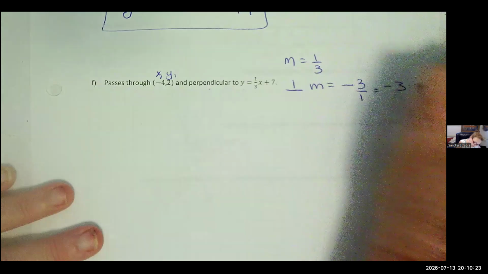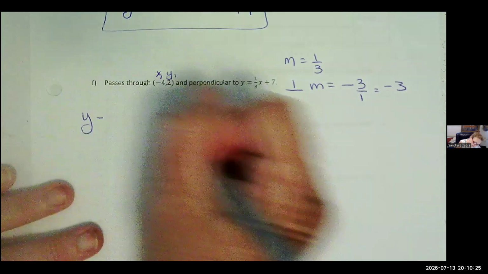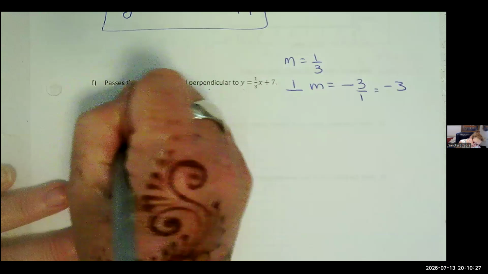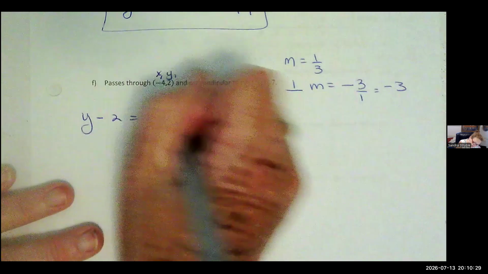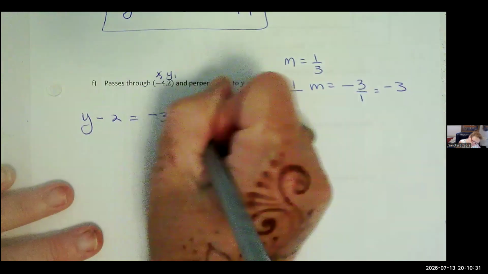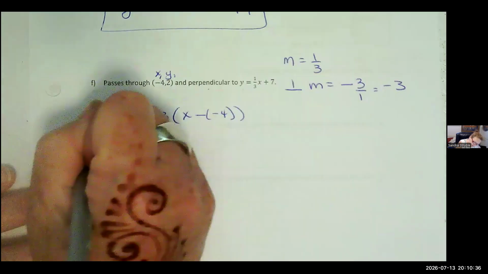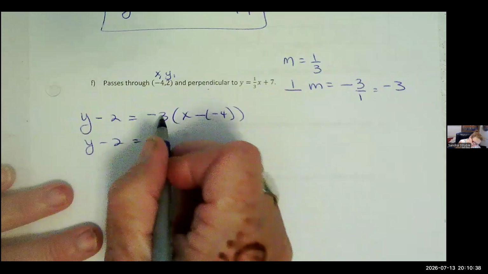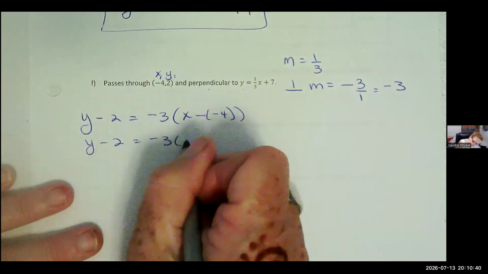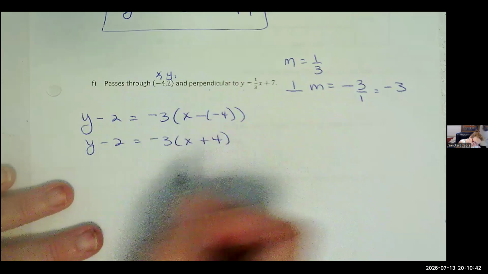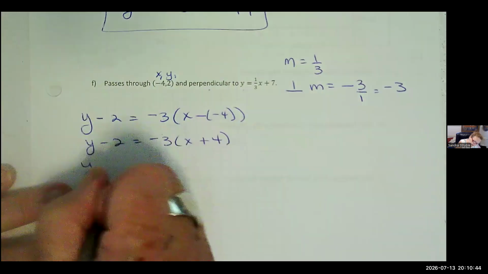y minus y sub 1 equals m times x minus x sub 1. So I'm going to clean this up a little bit first. Distribute my -3. And then solve for y.